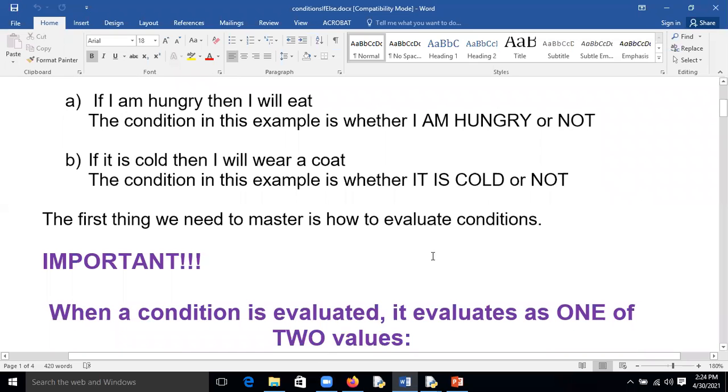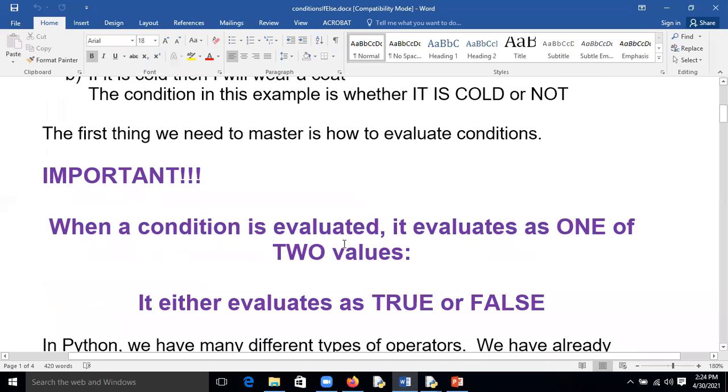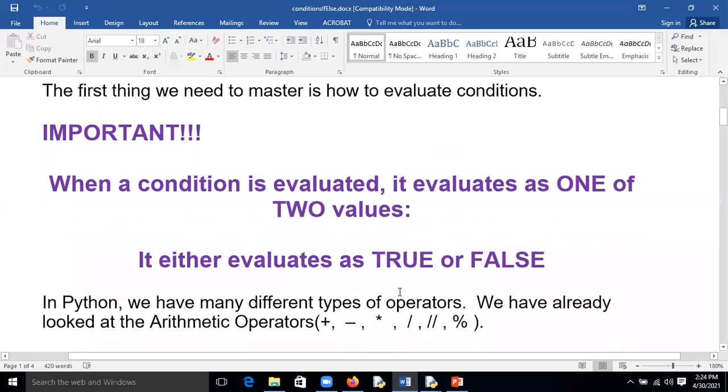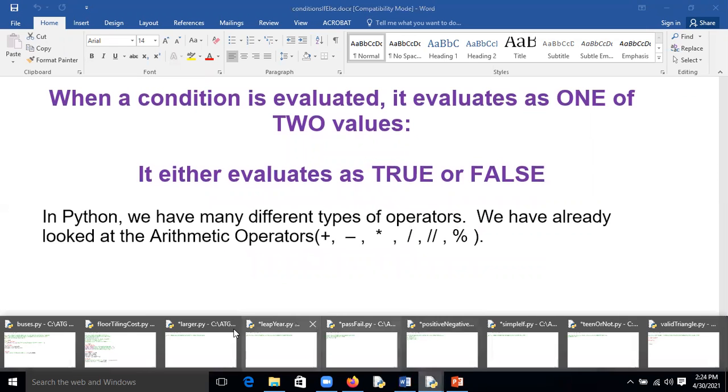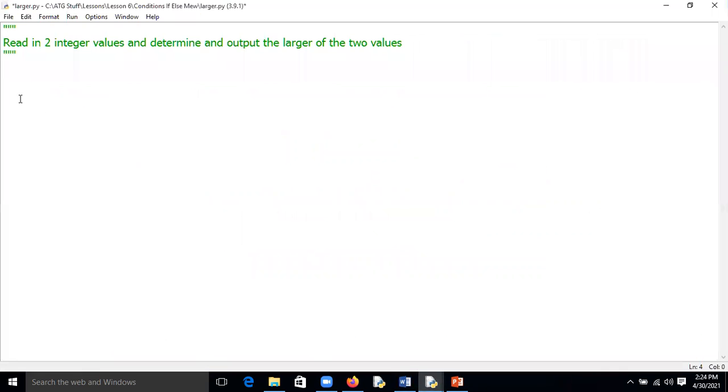So the first thing we need to master is how to evaluate conditions. Now, when a condition is evaluated, it evaluates as one of 2 values. It's either true or it's false. So what exactly do I mean by that? Let me show you, and we are going to come back to this. Now remember in Python, we've got the plus, the minus, the multiplication, float division, integer division, and mod. So let's go and try something out here.